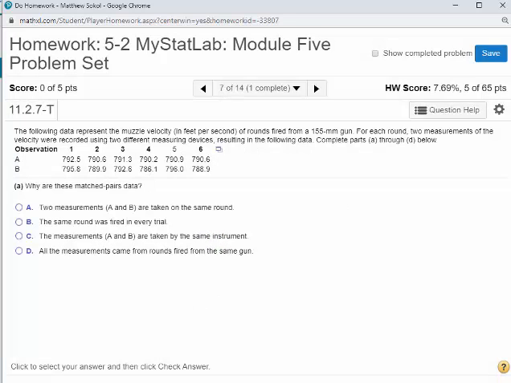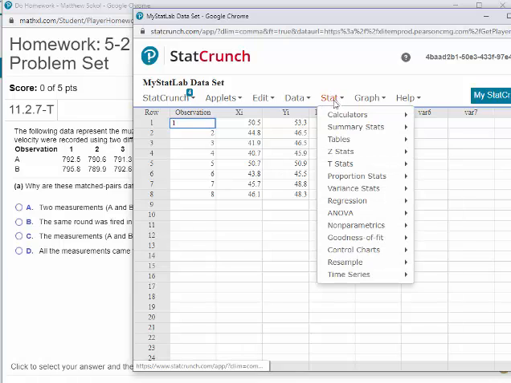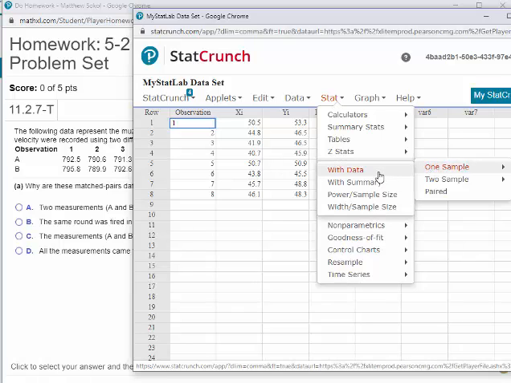All right, I hope that helps, class. I know it was a little bit confusing, but just remember to go back, get the differences here, and then from there just use Stat, T Stat, One Sample with data for the differences to get all the values.